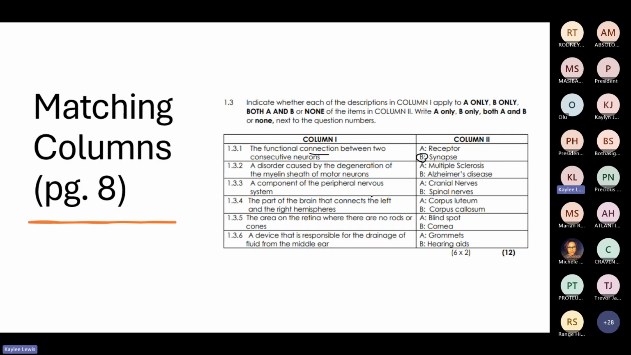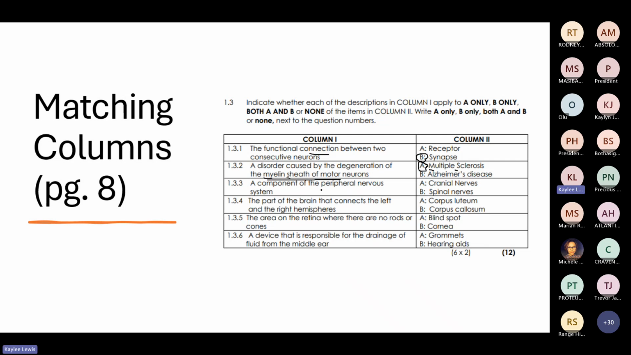1.3.2, a disorder caused by the degeneration of the myelin sheath of motor neurons. So this is when your myelin sheath is breaking down, and that will be multiple sclerosis, which is A only. And a way to remember MS, your myelin sheath has MS there. So that's how I remember which disorder is caused by what. So Alzheimer's, that'll be where your brain tissue, your neurons could break down, and that leads to memory loss, but multiple sclerosis is when your myelin sheath breaks down.